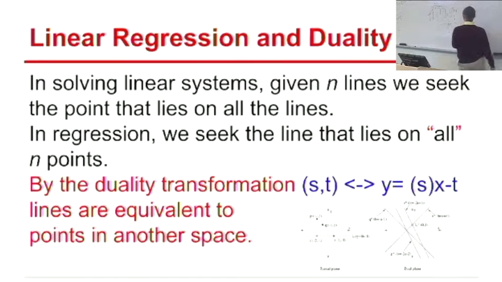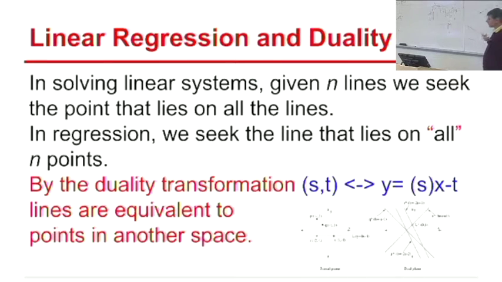Now, what are we trying to do with linear regression? In principle, we'd like to say these points lie on a line, and we're trying to find the line that goes through these points. Does everybody see that?